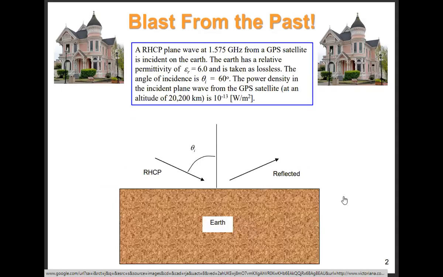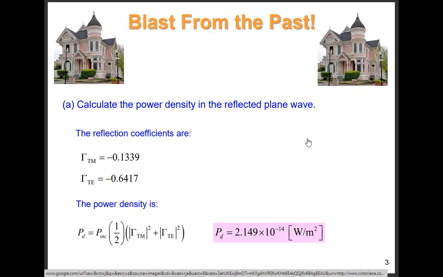Now, here's the problem. Here's the geometry. So here's the Earth, 60-degree angle of incidence, right-handed circularly polarized wave coming in from the GPS satellite at 1.575 gigahertz, and then it's reflected. Okay. All righty. Part A, calculate the power density in the reflected plane wave.